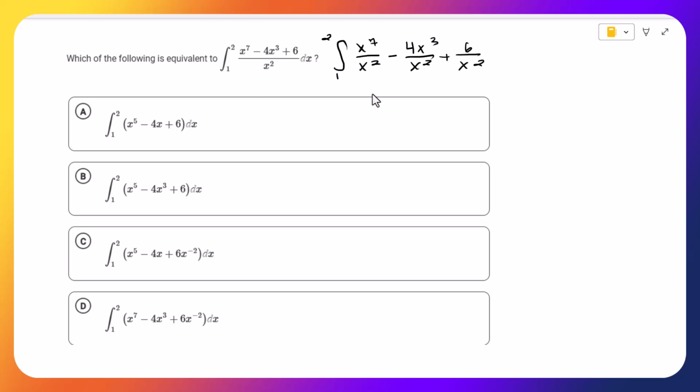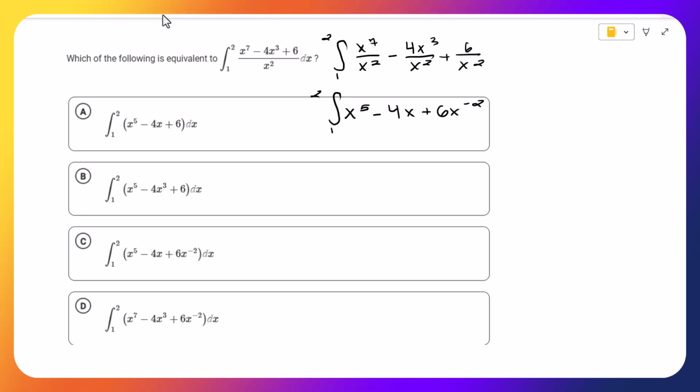What is x to the 7th divided by x squared? Well, that's x to the 5th. What is 4x cubed divided by x squared? Well, that's 4x. What is 6 divided by x squared? Well, that's plus 6x to the negative 2. And boom. Oh, I forgot something. You should be yelling at me. I forgot my dx's. This would be our first step in doing this problem.